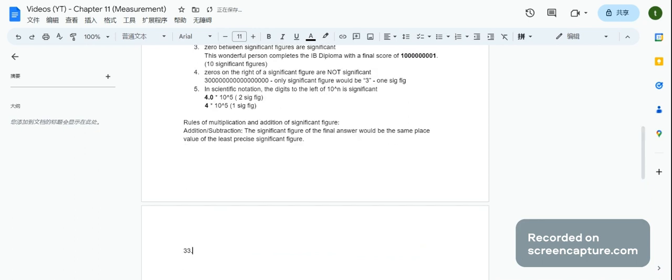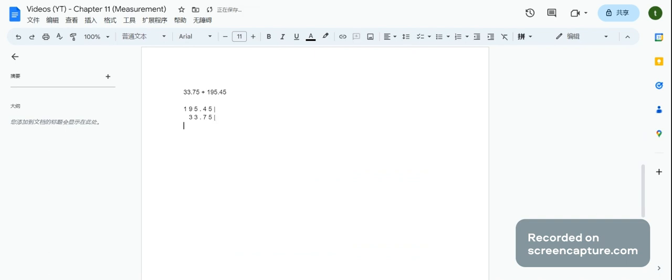Let's say we have this: 33.75 plus 195.45. What we are going to do is place it as 195.45 plus 33.75. Based on this, you can see that the last place of the two values are the same, lined together. So in this case, the final value is going to have 5 significant figures, which is 229.20.